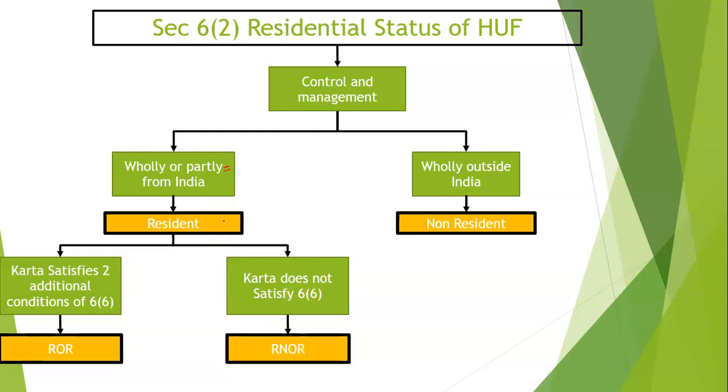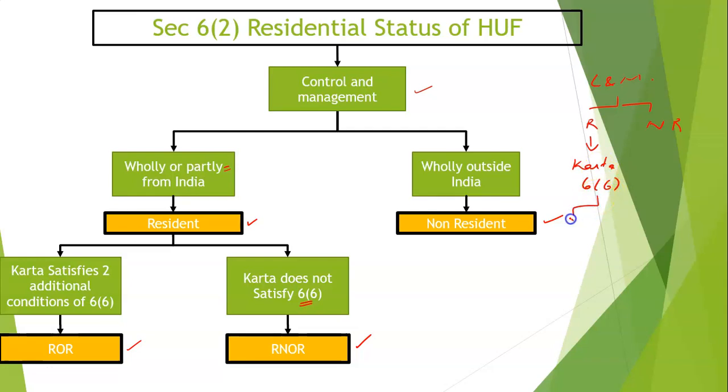Simple, right? So purely on the basis of control and management, we determine whether an HUF is resident or not. Now, if an HUF is resident, then based on the Karta satisfying conditions of section 6(6), we determine whether the said HUF is ROR or RNOR. So first step is on the basis of control and management. In this basis, we find out whether an HUF is resident or non-resident. Then the next step for the resident HUF is on the basis of Karta satisfying section 6(6) conditions.